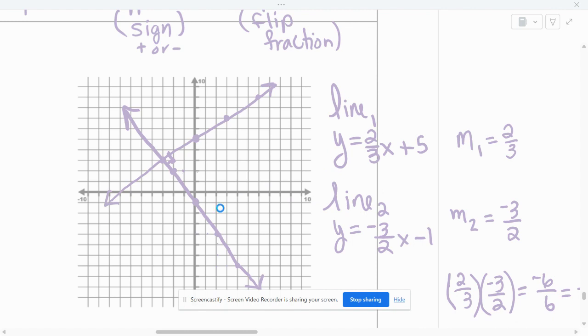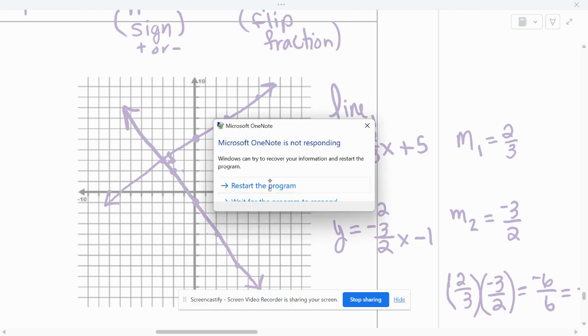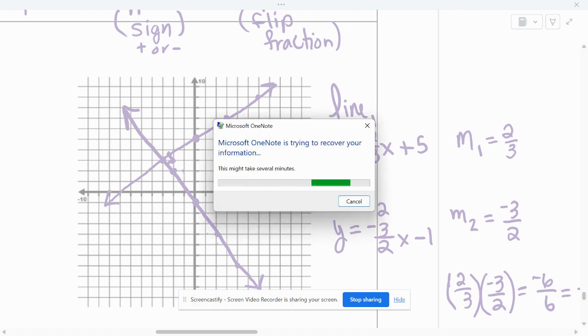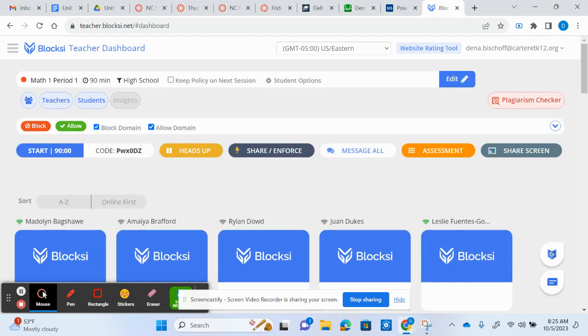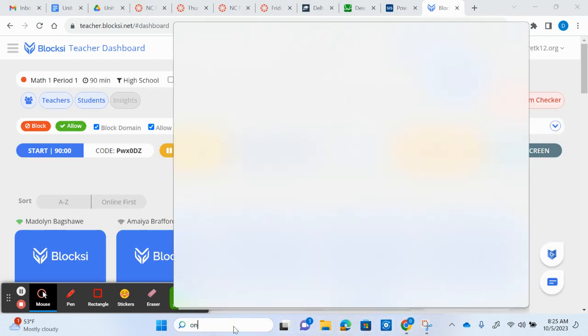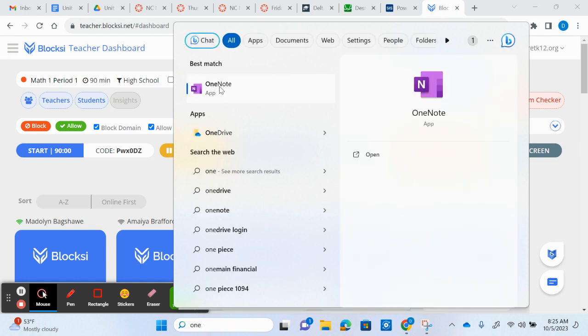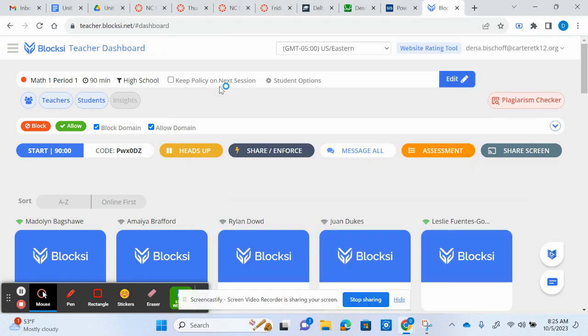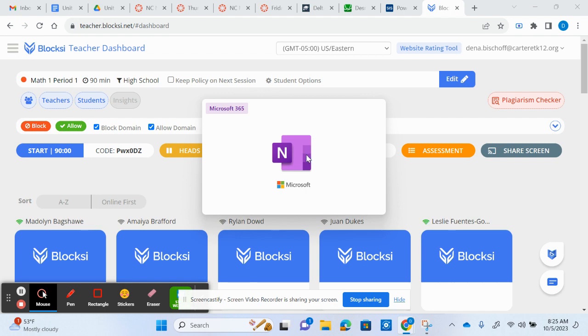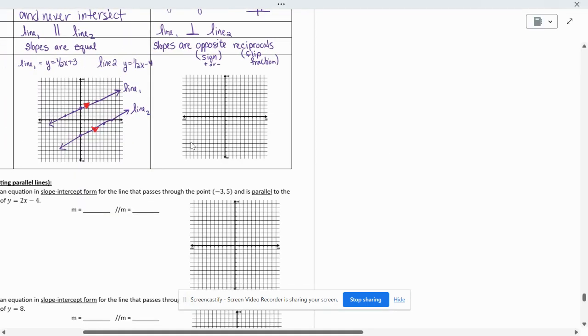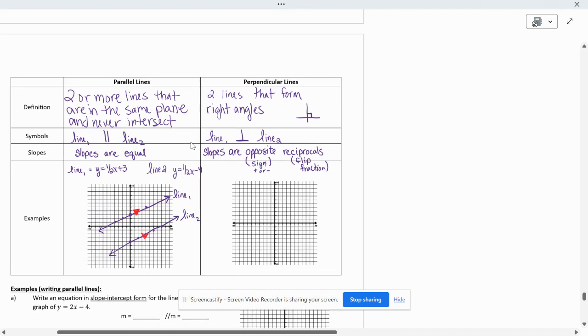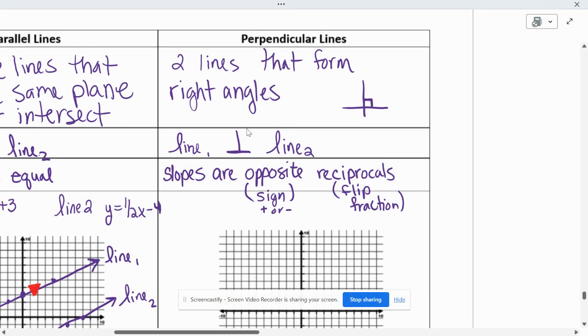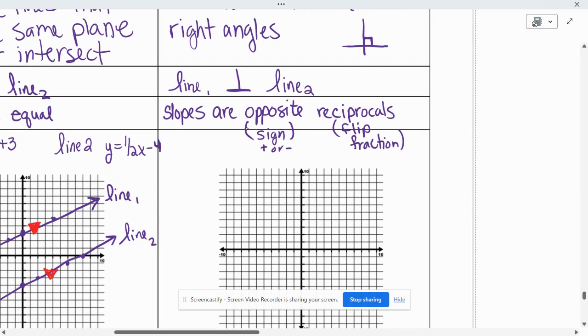So I want to write, if our little OneNote will respond, that the product of their slopes equals -1. The product of their slopes equals -1. If it'll come up for us. So perpendicular lines, underneath where it says slopes are opposite reciprocals.